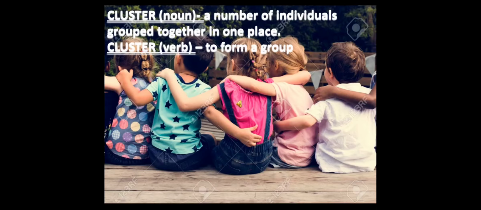Now students, you have to understand one thing. When you are dealing with the English language, you have to understand that there are words which have the same meaning in most cases, but they can be used as different parts of speech. Here one such word is the word cluster. The word cluster can be used both as a noun and a verb. So let us see the meanings first. The meaning of the word cluster as a noun is a number of individuals grouped together in one place. Basically, a group of people.